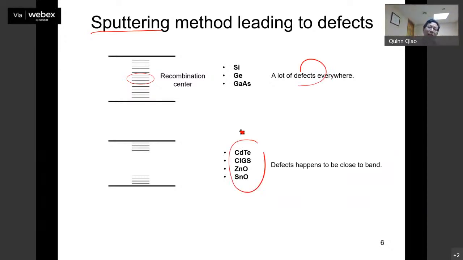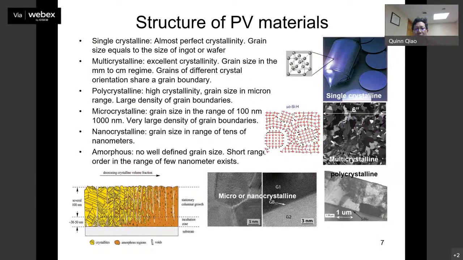Cadmium telluride, CIGS, zinc oxide, tin oxide, you see the defects only happen close to what? The conduction band or valence band. That's called shallow defects, okay? But if you sputter silicon, germanium and gallium arsenide, you will generate defects almost everywhere, okay, everywhere. So that's what we discussed.